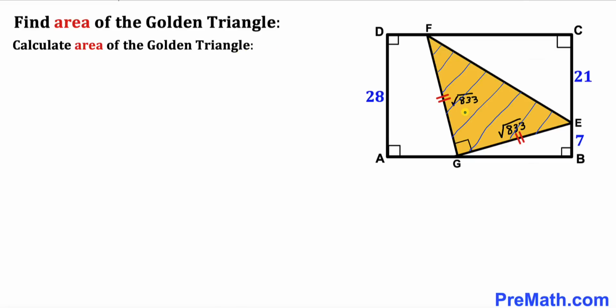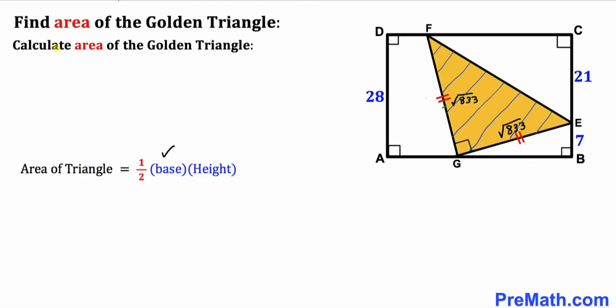Let's go ahead and calculate the area of this golden triangle EFG. Now let's recall the area of a triangle formula. Area equals a half times base times height. And for this golden triangle, which has a 90-degree angle, this is going to be our base EG, and our height is going to be FG. So let's fill in the blanks in this formula.